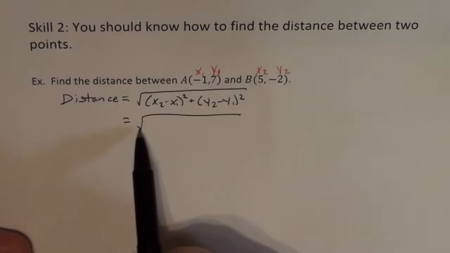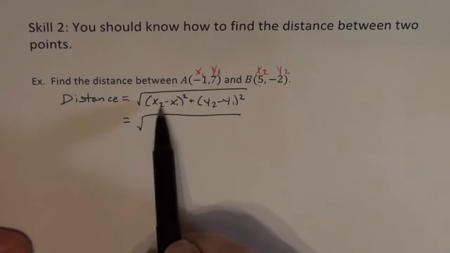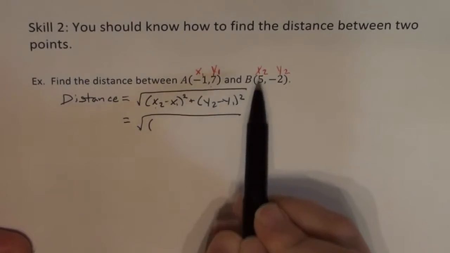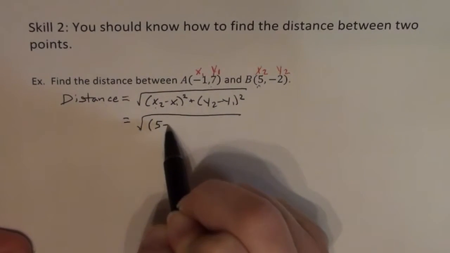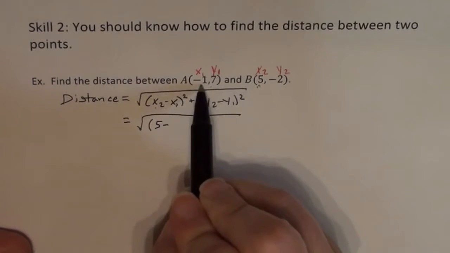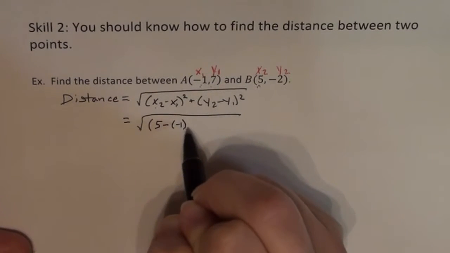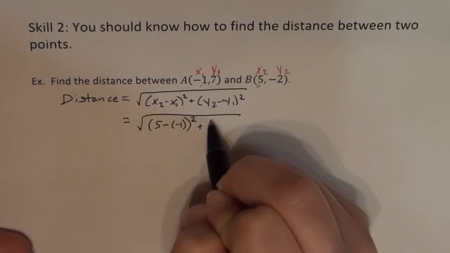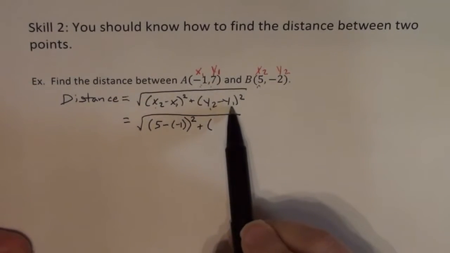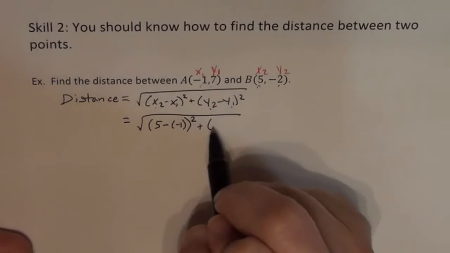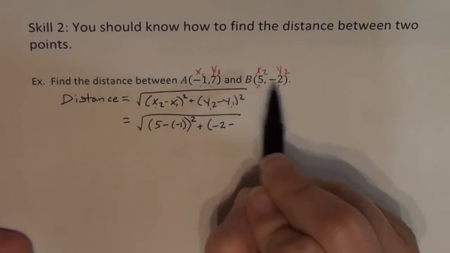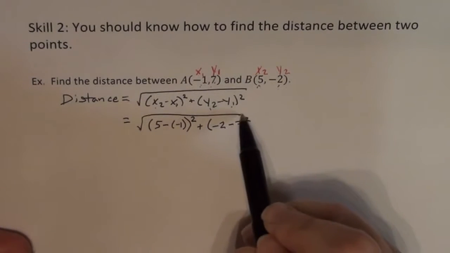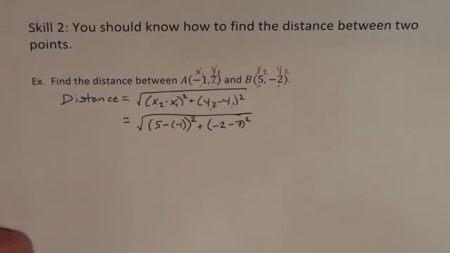So the square root, don't forget the square root symbol, it's one of the most common mistakes here. The quantity x2 minus x1. Well, here's x2, that's 5, minus x1. x1 is -1. So we need parentheses around the whole thing, squared. Plus the quantity y2 minus y1. Well, here's y2, that's -2, minus y1, 7, squared. Square root symbol over the whole thing.